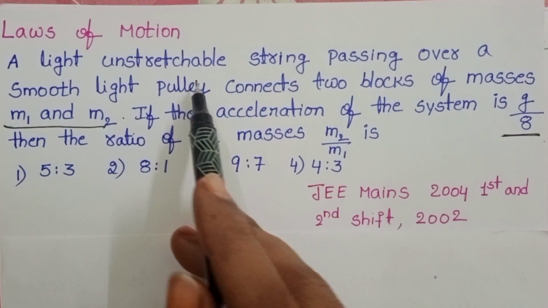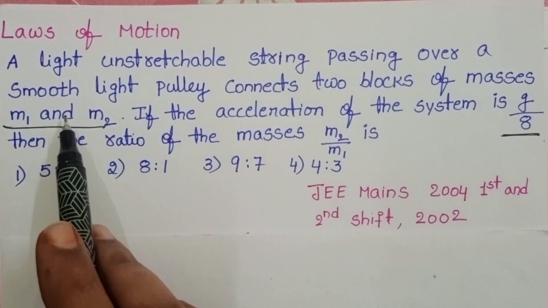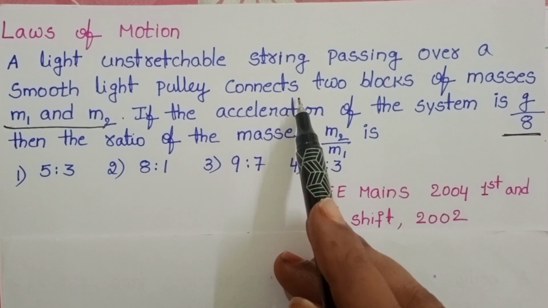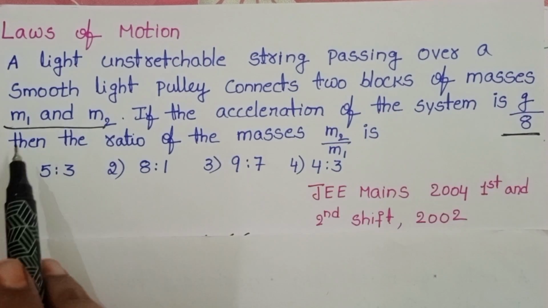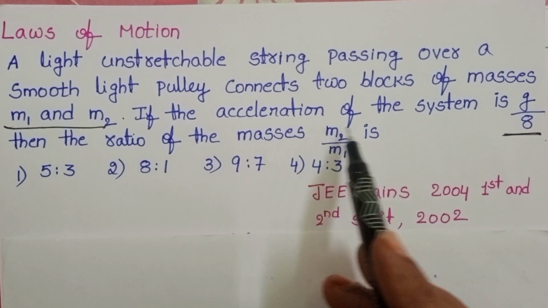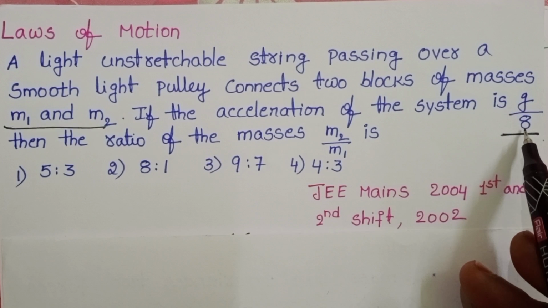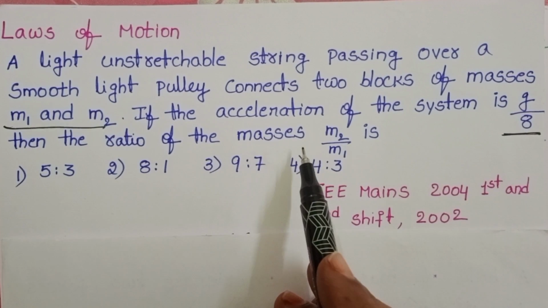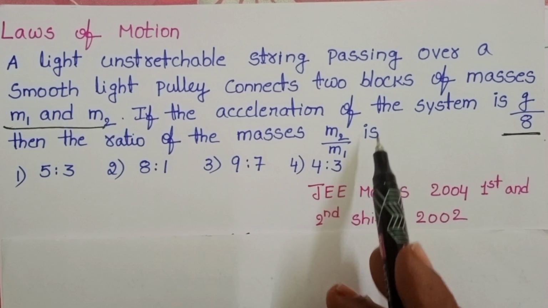A light unstretchable string passing over a smooth light pulley connects two blocks of masses m1 and m2. If the acceleration of the system is g by 8, then the ratio of the masses m2 by m1 is. The given question is Atwood's machine.